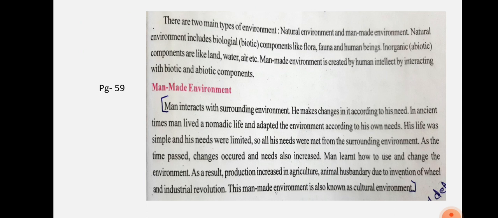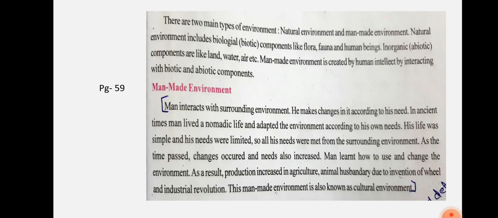Man-made environment is created by human mind by interacting with biotic and abiotic components. We gather many biotic and abiotic components and make an artificial environment that is suitable for our living, that is known as man-made environment. So today we are going to learn about man-made environment. Man interacts with surrounding environment. He makes changes in it according to his need.